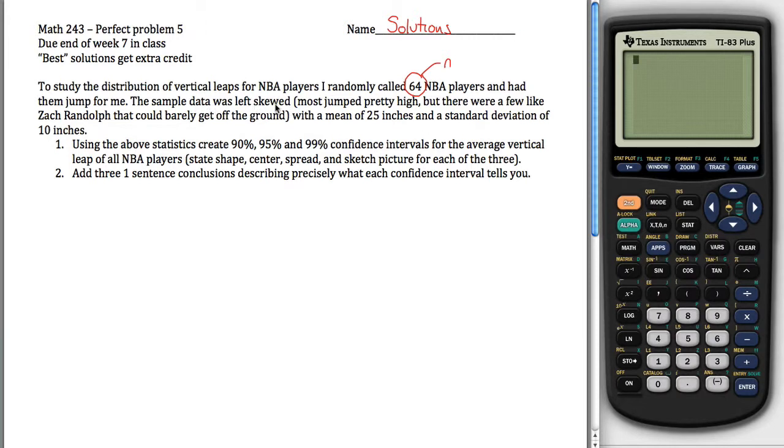The sample data was left skewed. Turns out that's not really relevant. Most of them jumped pretty high. There were a few that could barely get off the ground, blah, blah, blah. That's why it's left skewed.